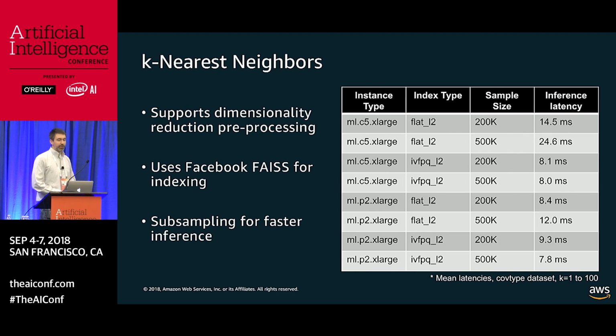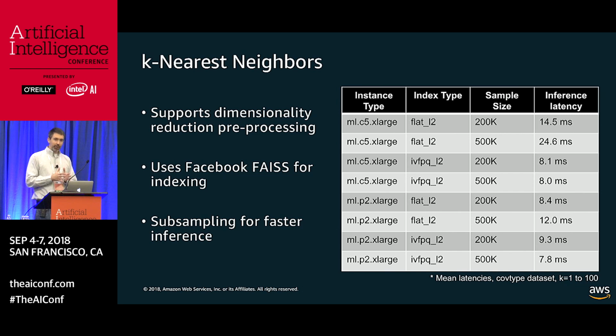K-nearest neighbors. So this was one of the algorithms that we've launched relatively recently. The nice thing about SageMaker's K-nearest neighbors is we support dimensionality reduction for pre-processing. So if you have a very large feature space, K-nearest neighbors can have a lot of problems with inference time, right? It takes a long time to generate a prediction because every time you're generating a prediction, you're actually going back and doing the search again. You have to search for the neighbors.